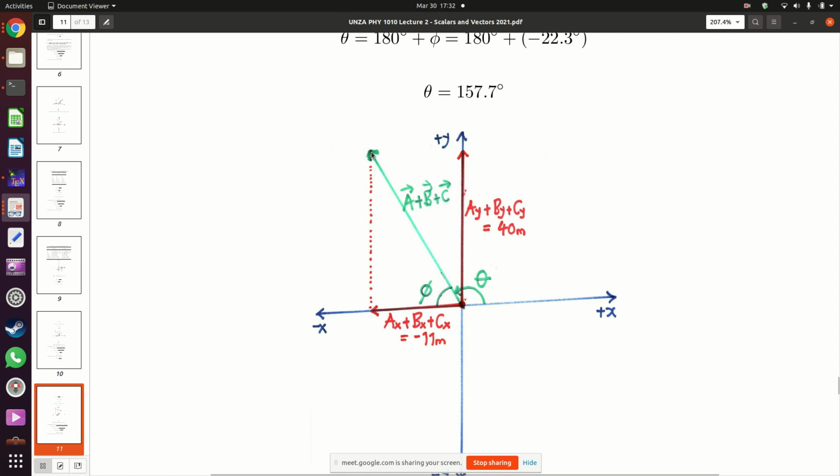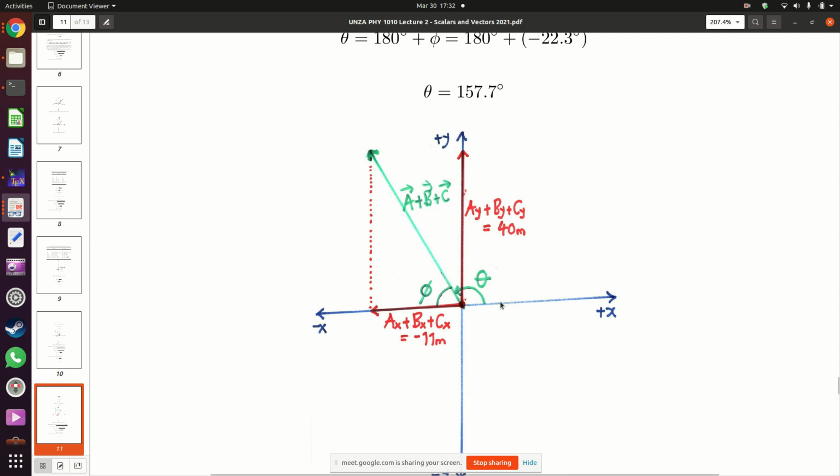When we end up here, it's the same as moving from here along the green line there. This green line is your A plus B plus C, your resultant. And we have just found the size of this thing, the resultant, somewhere 41.5, whatever it is. But that's the size. So the size has been found. The next thing is the direction.